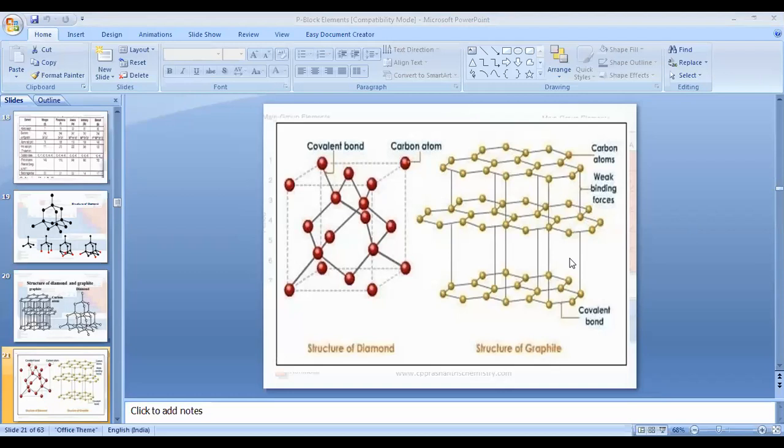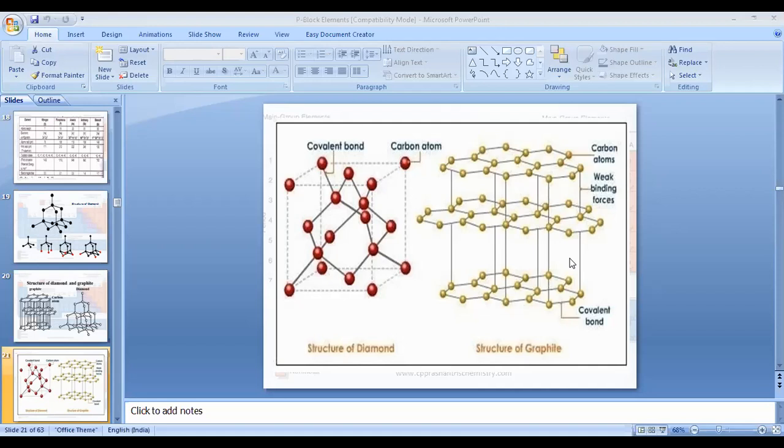So while writing, by using your pencil, these layers of graphite slide over one another, and because of this sliding, we can see lines or the diagrammatic impression of the graphite material. So this is the main difference between the diamond crystal and the graphite crystal. So you must remember the points of difference between the diamond and graphite.